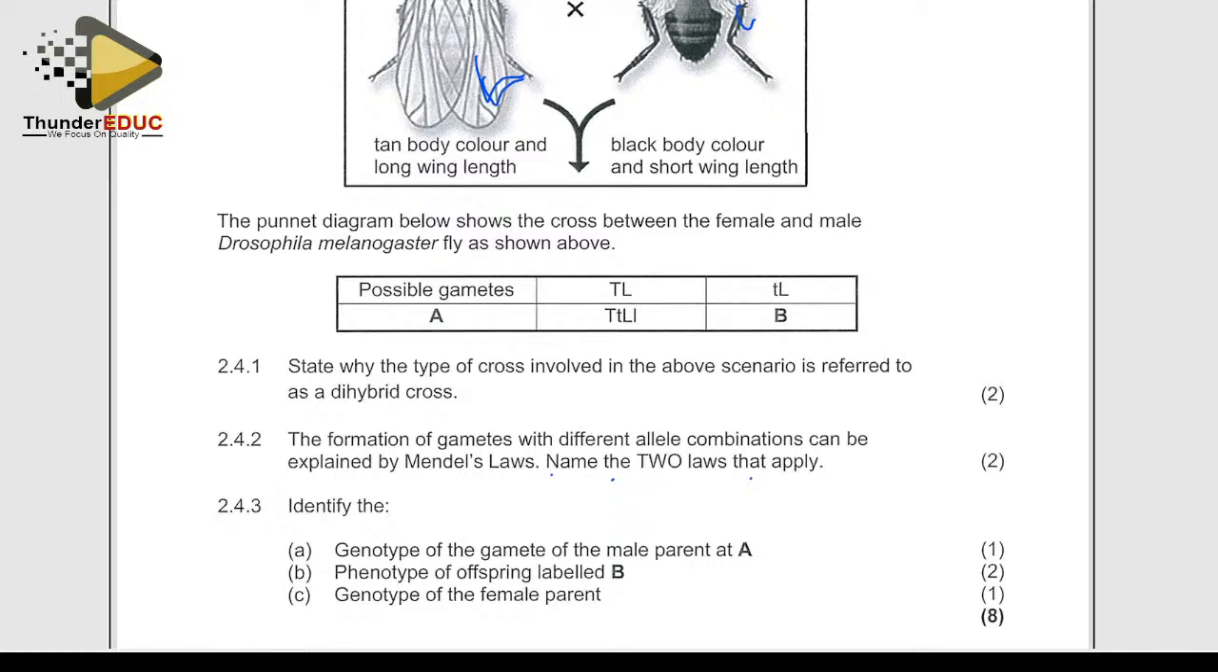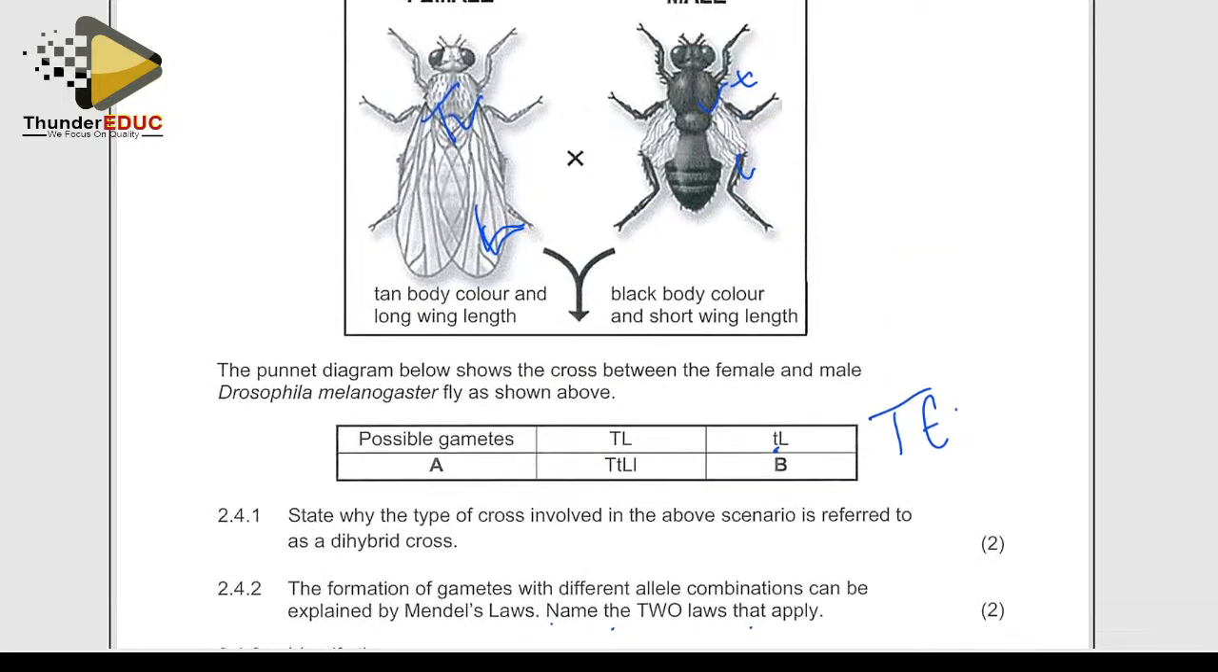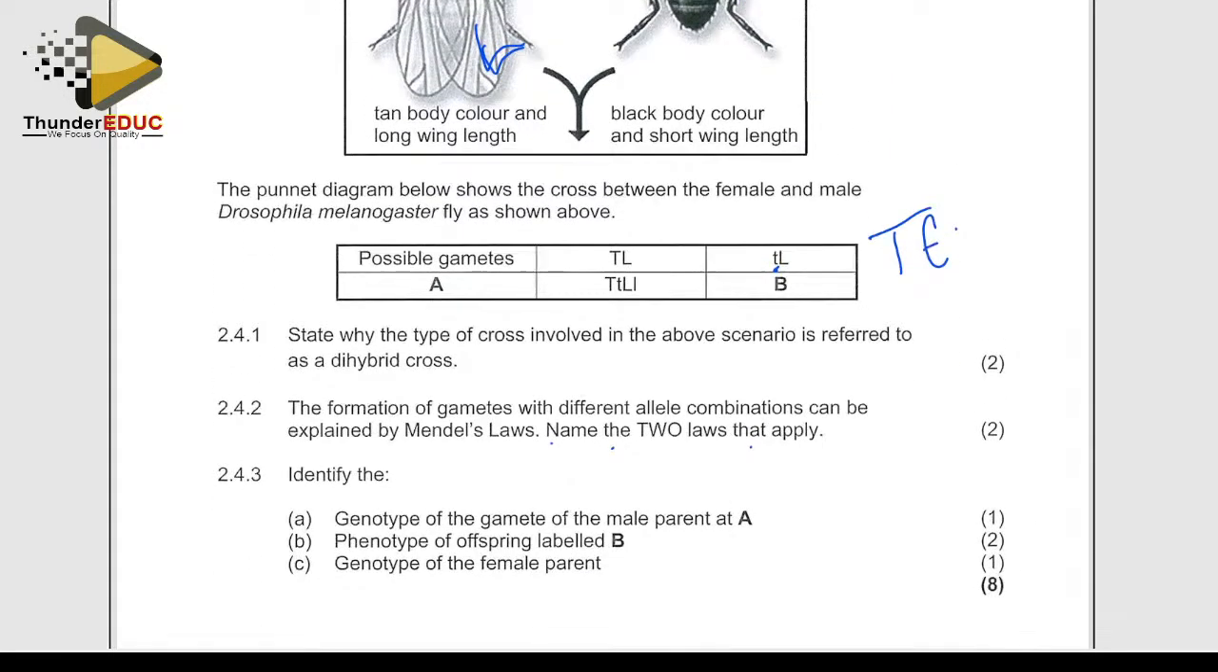The formation of gametes with different allele combinations can be explained by Mendel's laws. Name two laws. Mendel's law of independent assortment or Mendel's law of segregation. And then number two, you also have Mendel's law of dominance, because one is dominant over the other. So Mendel's law of dominance and Mendel's law of independent assortment or segregation.